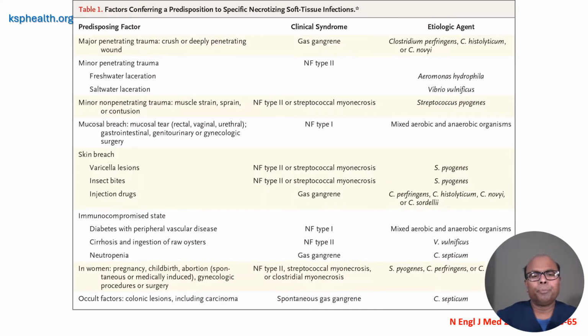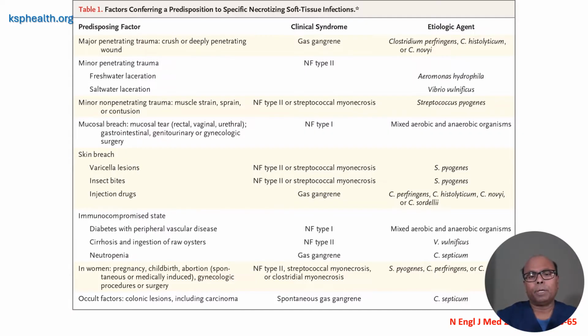This slide shows the factors conferring predisposition to specific necrotizing soft tissue infections. The predisposing factor could be trauma. The trauma could be either major penetrating trauma, minor penetrating trauma, or minor non-penetrating trauma, just a mucosal breach or skin breach. Or it could happen in an immunocompromised host, and in women: pregnancy, childbirth, abortion, and occult factors.